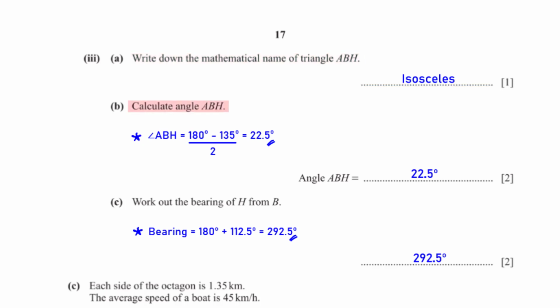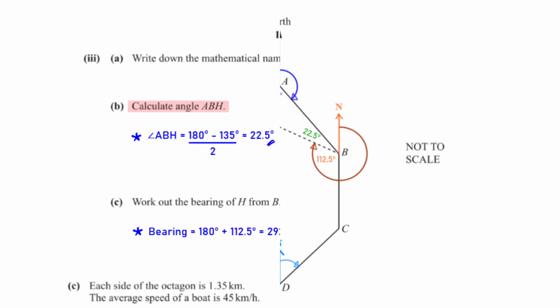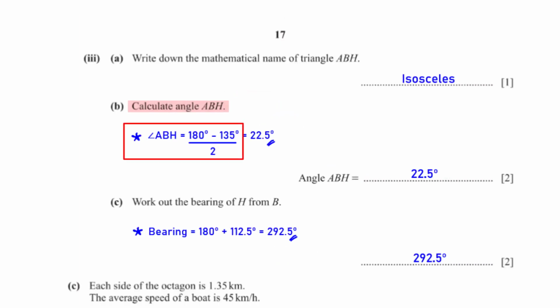Calculate angle ABH. We found the size of an interior angle in the octagon to be 135 degrees. Base angles in an isosceles triangle are equal. So when we subtract 135 from 180 and divide by 2, we get 22.5 degrees.